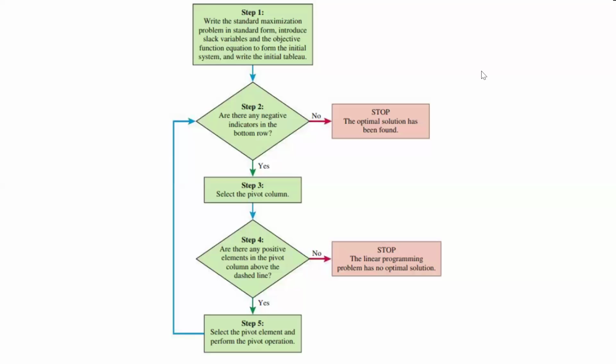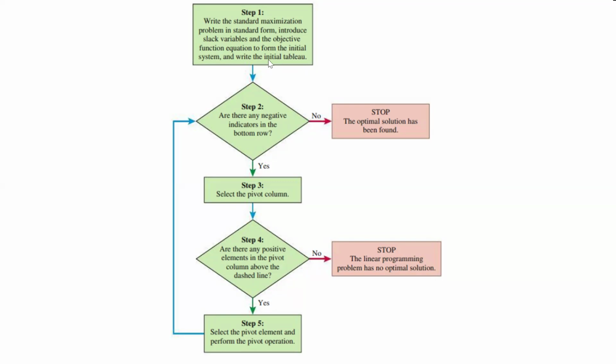Actually, let's do this first. Let's kind of summarize this whole process. So with step one, we're going to write the standard maximization problem into standard form. Then we're going to introduce our slack variables. And then the objective function equation is going to be taken into consideration and made equal to zero. And that's going to give us our initial system. And then from that, we can write our initial tableau.